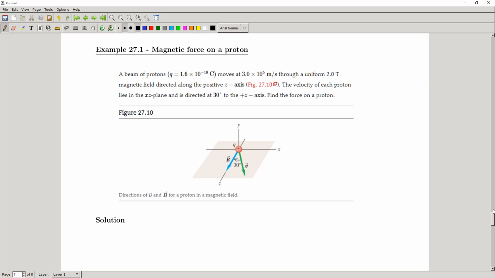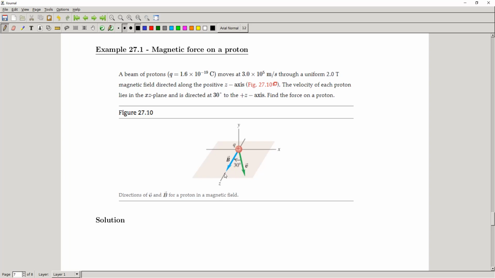Okay. So this first one, like I mentioned, is from the textbook. This is 27.1. This is magnetic force on a proton. So we have a positively charged particle. We have a beam of protons. Protons have a charge Q equals 1.6 times 10 to the negative 19 coulombs. It's moving at 3 times 10 to the 5 meters per second through a 2 Tesla uniform magnetic field directed along the z-axis. So we see it here. This is our magnetic field directed along the z-axis.